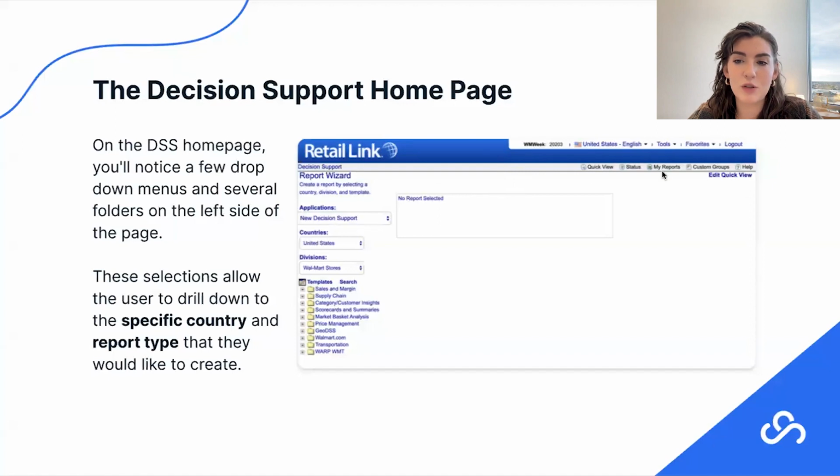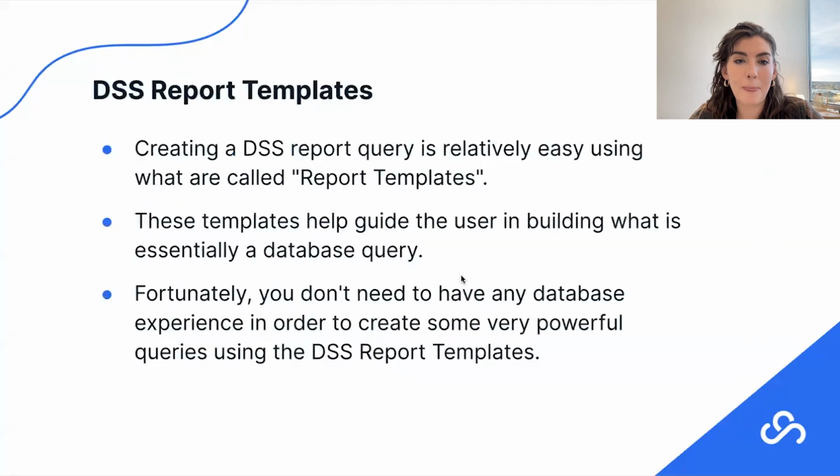You'll notice a couple different drop-down menus and several folders. These selections are going to allow you to drill down into specific country and report type that you'd like to create. So it's still similar to how you work with Luminate. DSS does have a lot of filtering that it takes you down before you start building that report.